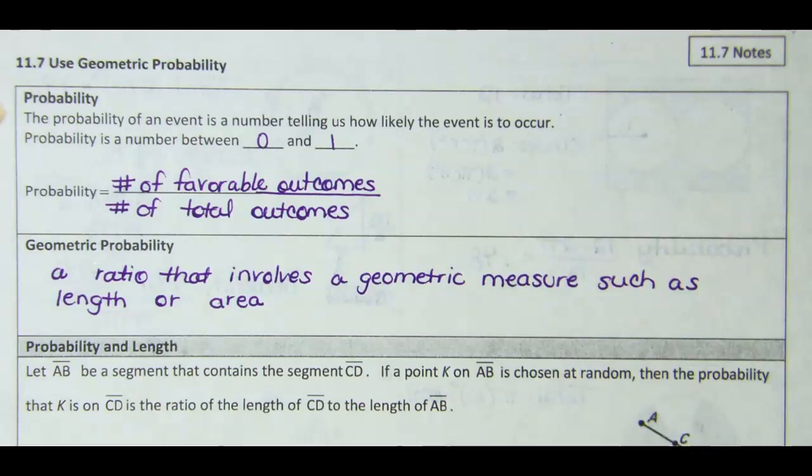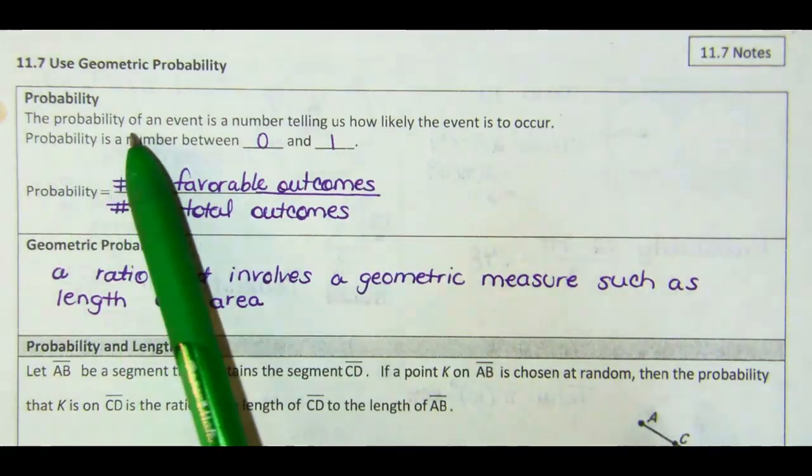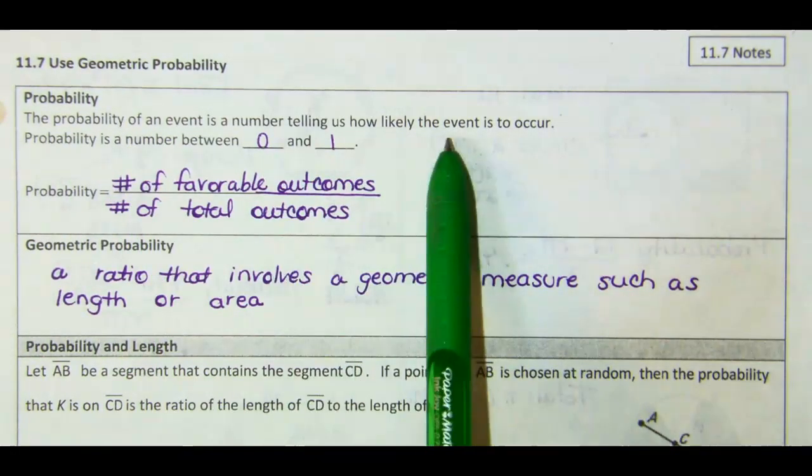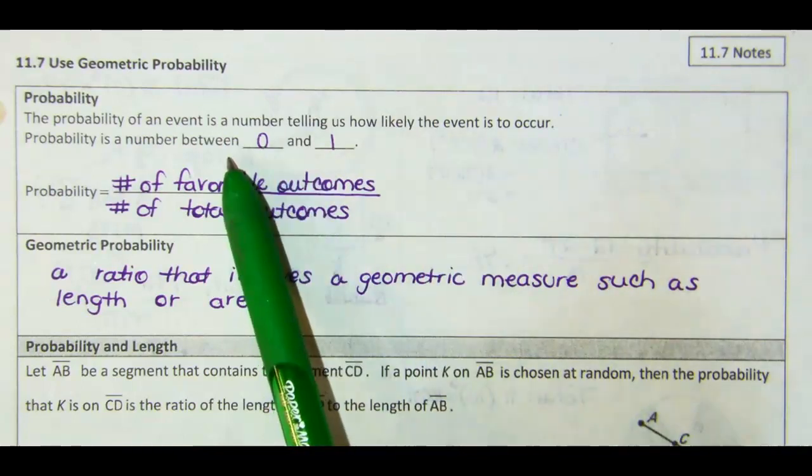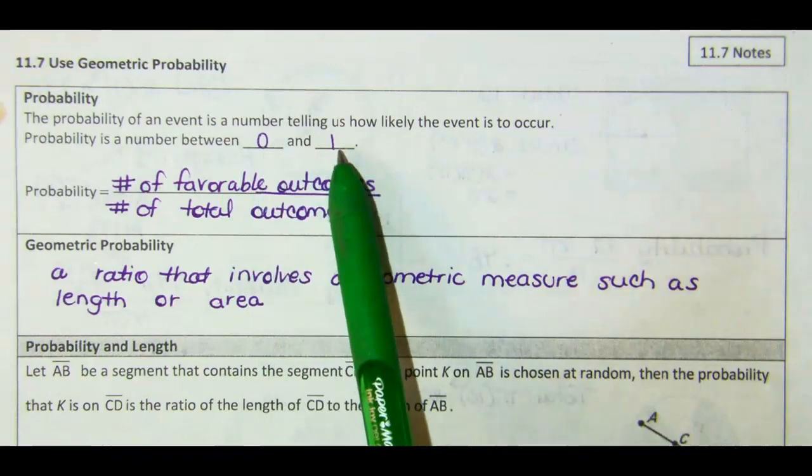In this video, we're going to be looking at the last section in Chapter 11, using geometric probability. Now, geometric probability is just like any other probability that you've ever calculated in math. It's just going to have shapes and figures. So probability of an event is a number telling us how likely the event is to occur. So probability is always a number between 0 and 1. It can be a decimal or a percent.